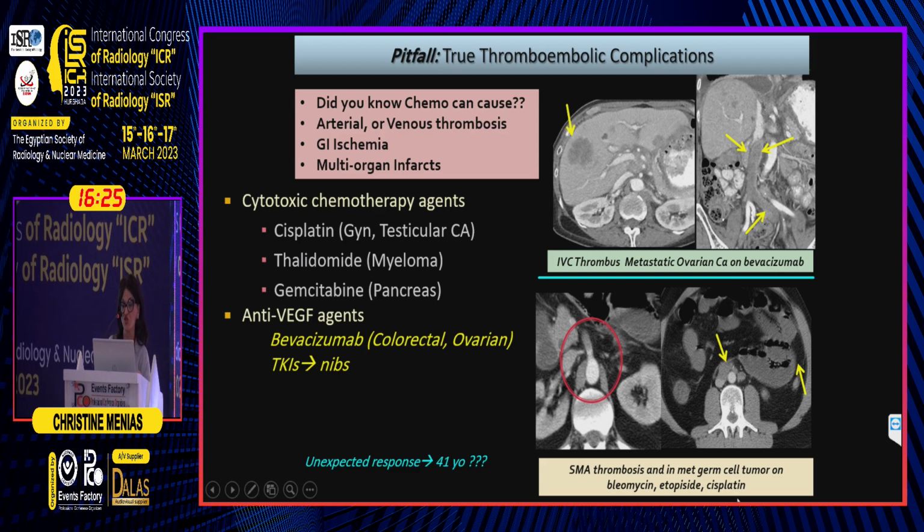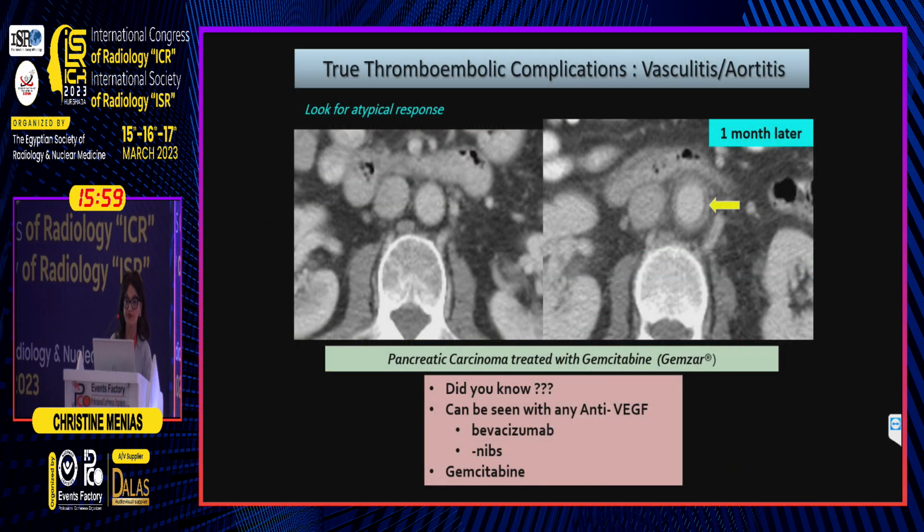And what about this patient? This is a patient with testicular cancer. You could see the nodes in this patient. He's only 41 years old, coming with acute abdominal pain. What do you see? SMA thrombus, embolism here, diffuse ischemia in a 41-year-old patient. You have to think, what is the source? And this was indeed induced by his chemotherapy, platinum-based agents.